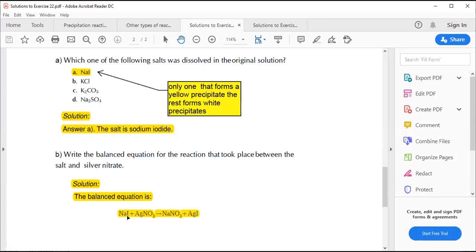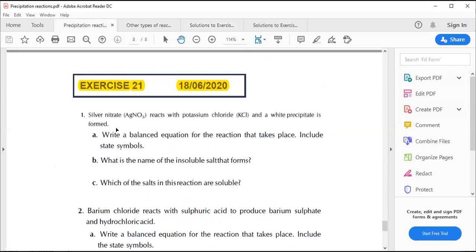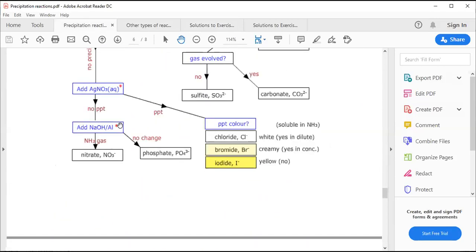You might go on and put your phases, or the states. You need to put that. So you're going to have your sodium iodide. Iodides, they are soluble, so you put aqueous, silver nitrate, aqueous. Nitrates are all soluble, so it's aqueous. Then you've got your iodides. Iodides, you go back to your table and check. Under iodides, what do you see?